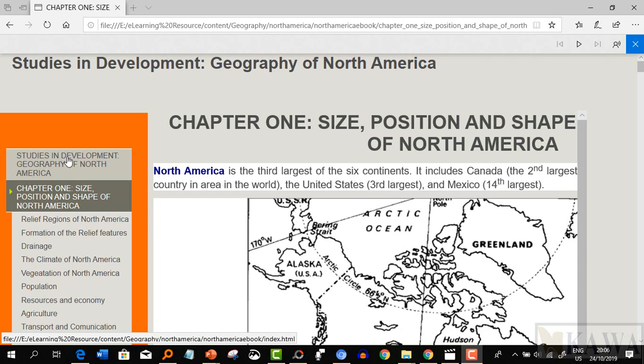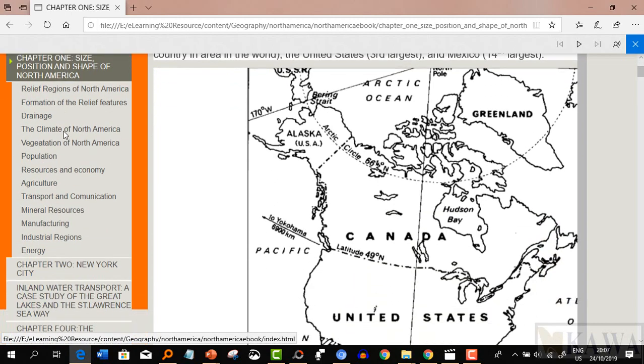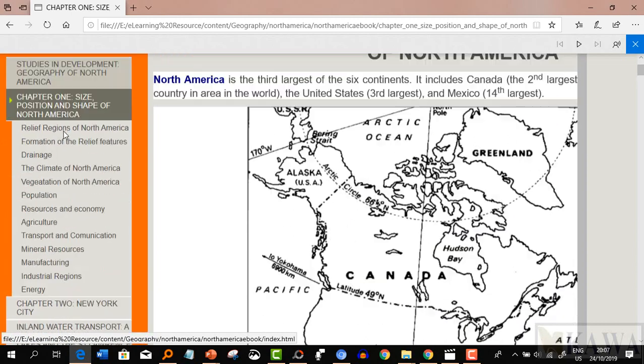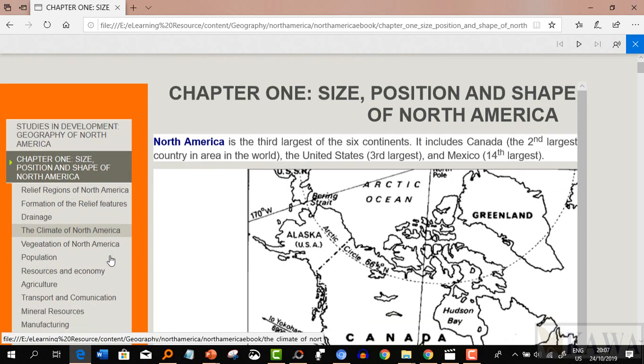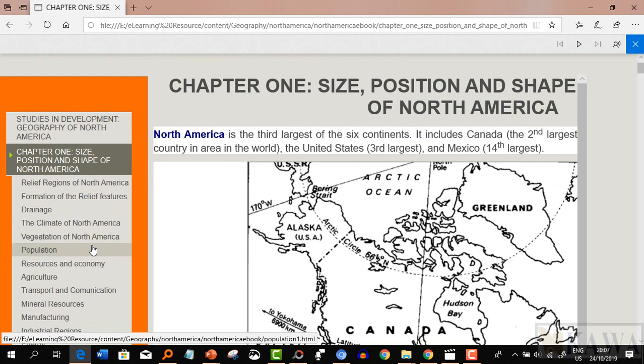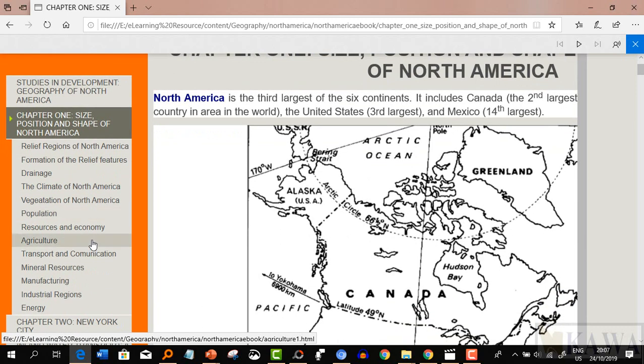We start with the introduction to North America, which is this one of size, position, and shape, which also looks at the physical geography, the relief regions, the formation of relief features, the climate. It also goes as far as the vegetation of North America, population, resources, transportation, mineral resources, manufacturing, and the industrial regions of North America.